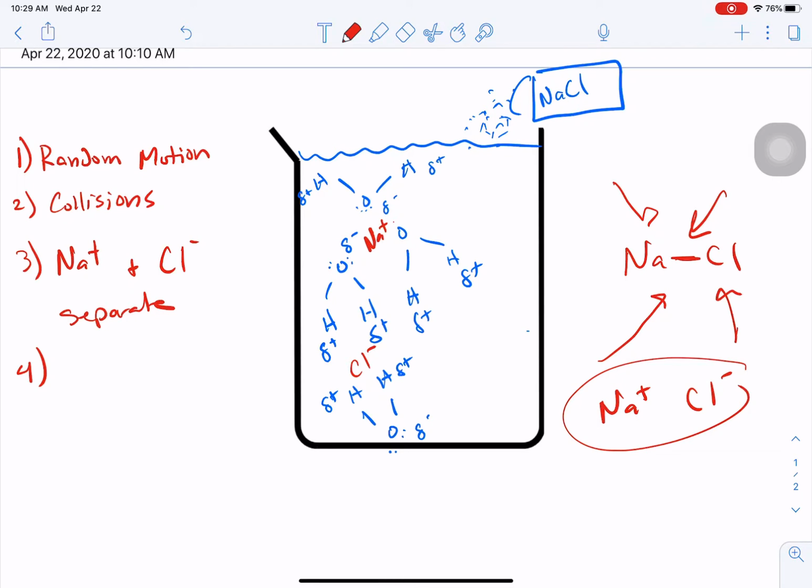Okay, after that, number 4, we have the water molecules. So water forms these shields, which are called solvation shells, around the ions. That's what happens. And it keeps them from bonding again. As long as they stay separated, guess what? Those have dissolved. Those specific solute particles have dissolved. All right? And that's the dissolving process.